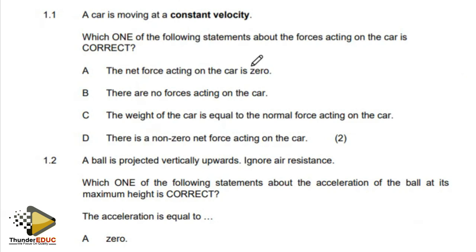Or if you know what is going on, just go straight to the correct answer and circle it. So the question tells us that a car is moving at a constant velocity, it's even in bold. Which of the following statements about the forces acting on the car is correct? 1, the net force acting on the car is 0. 2, there are no forces acting on the car. 3, the weight of the car is equal to the normal force acting on the car. 4, there is a non-zero net force acting on the car.